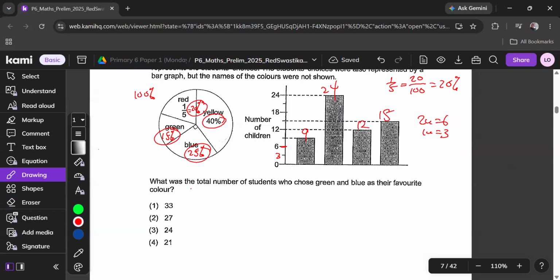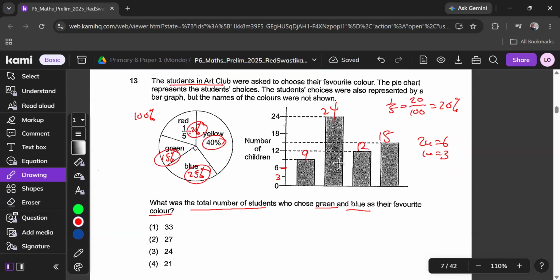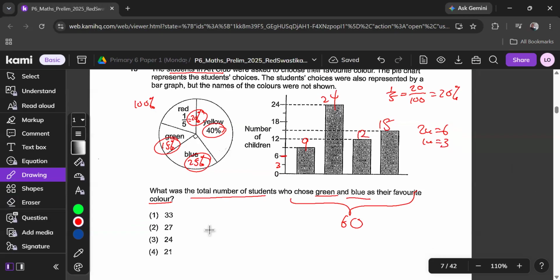What was the total students who choose green and blue as their favorite color? Okay, now you have to match the colors to the bar graph. So what do you think? The 9 children like what color? Well, if you look carefully, if you find the total, you need to know the total children. Add all the children together. So 9 plus 24 plus 12 plus 15, you get 60. The total is 60. Isn't that 100%?